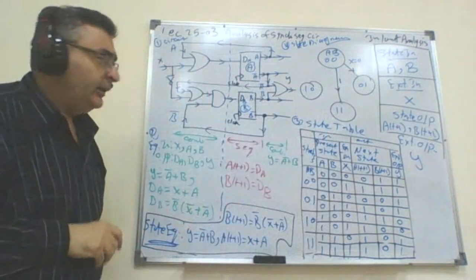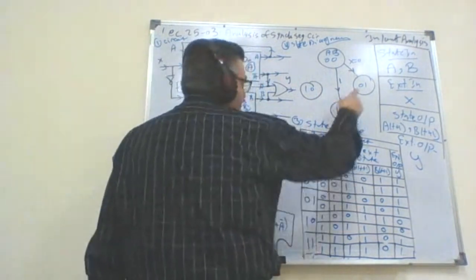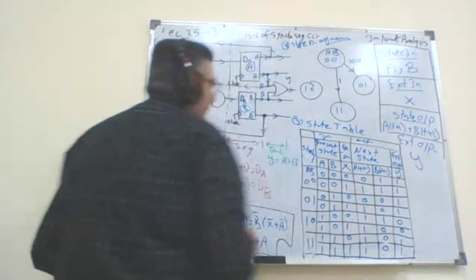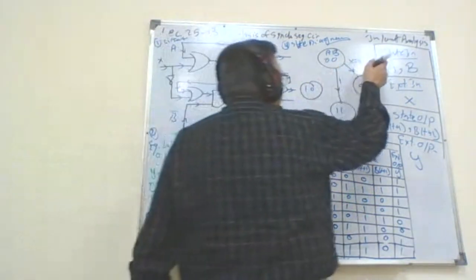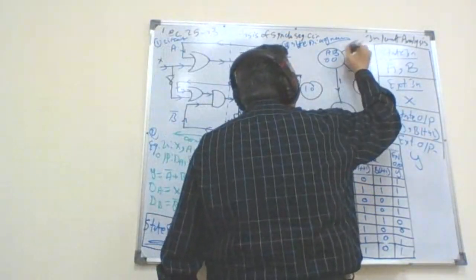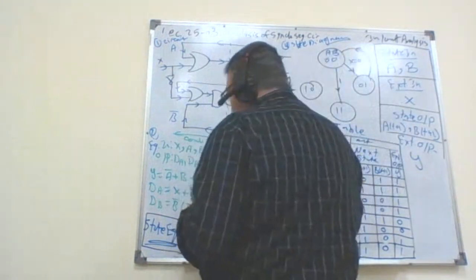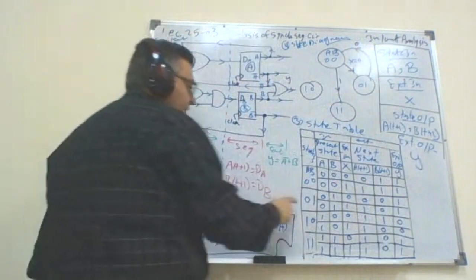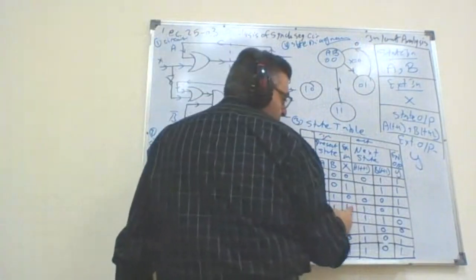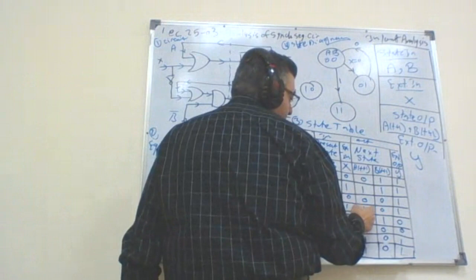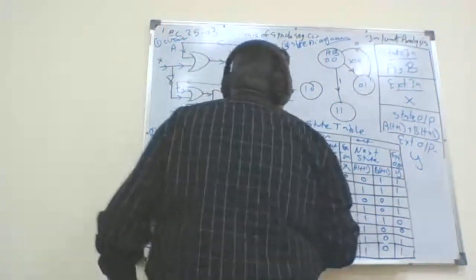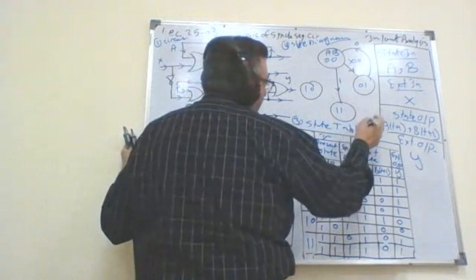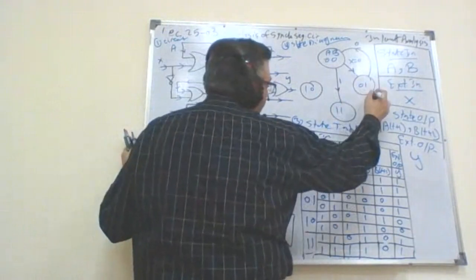Are you following? Next, state 0,1. Two arrows. When X is 0, I will go to 0,0. This will send me back to 0,0 when X equals 0. If I am in state 0,1 and X equals 1, I will go to the other state, which is 1,0. So I will go to 1,0.